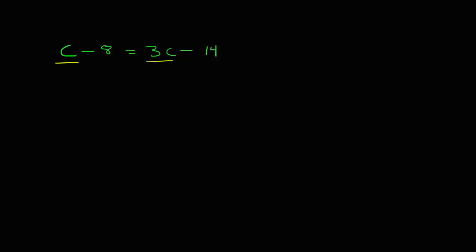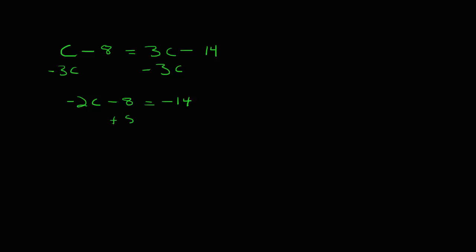We need to get rid of one of those variables, so I'm going to elect to get rid of the 3c by subtracting 3c from both sides of the equation. When we do so, we get negative 2c minus 8 is equal to negative 14. Once again, we are at a level 2 two-step equation.